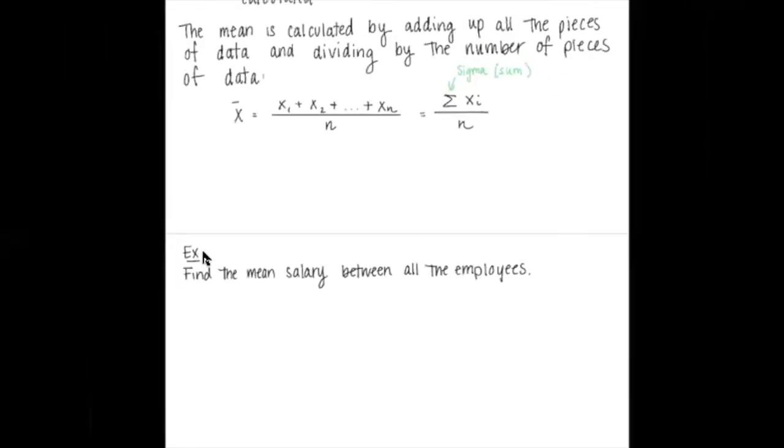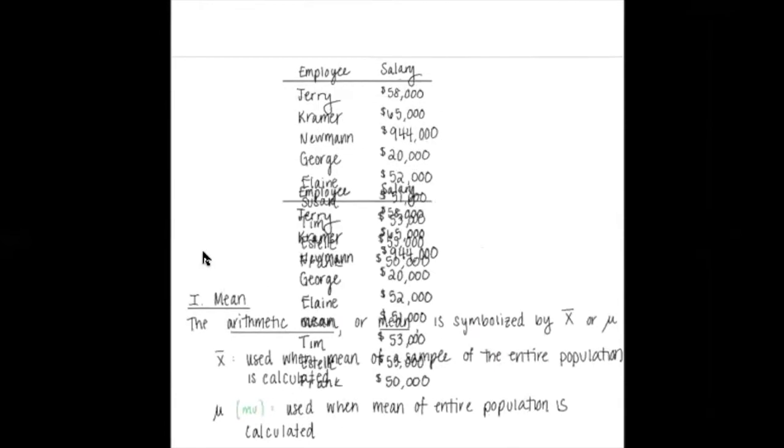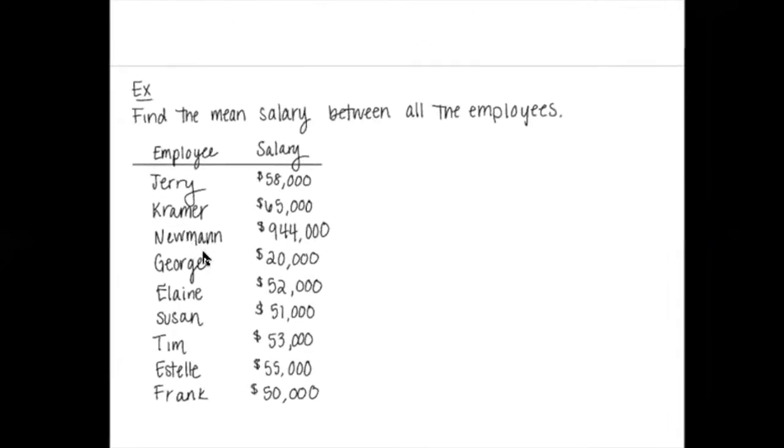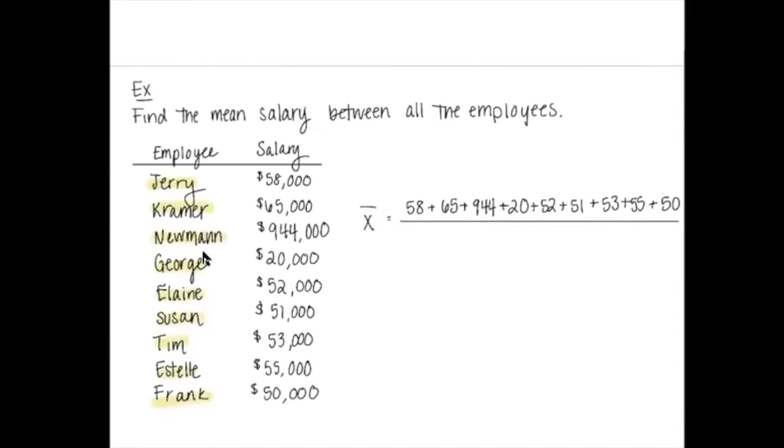Okay. I'm going to go ahead and bring this chart back down just so we have it. We want to add up every single one of these values divided by the number of people there are. So our mean is going to be 58,000. So I'm just going to write 58 to ignore the zeros. 65,000, 944,000, 20,000, 52,000, 51,000, 53,000, 55,000, and then one last one of 50,000. So this adds together all the thousands of dollars there are, and in total we have 1, 2, 3, 4, 5, 6, 7, 8, 9 employees. So in the bottom, we're going to go ahead and divide by 9.